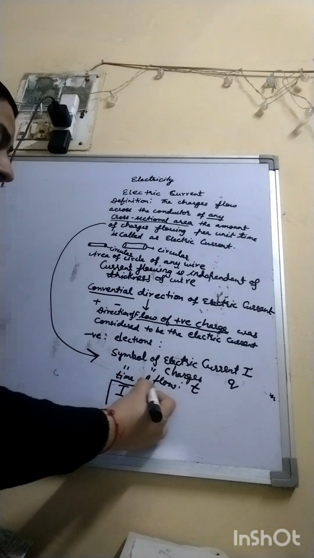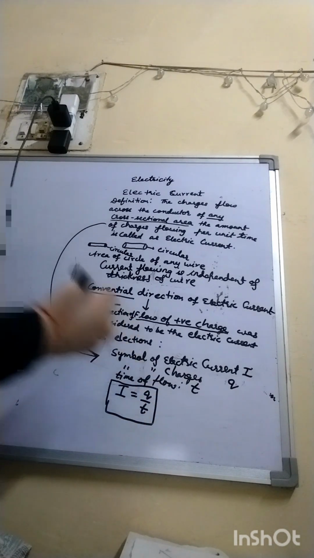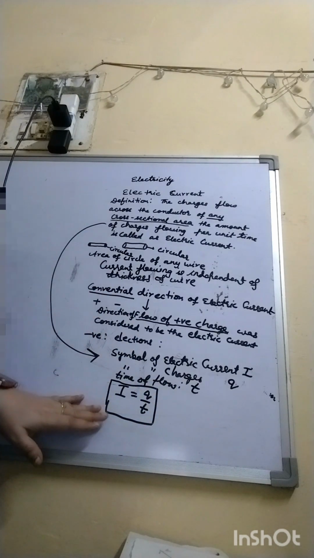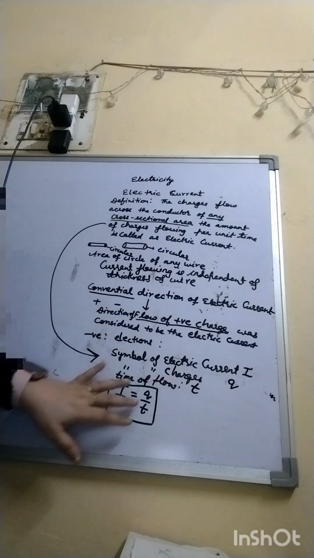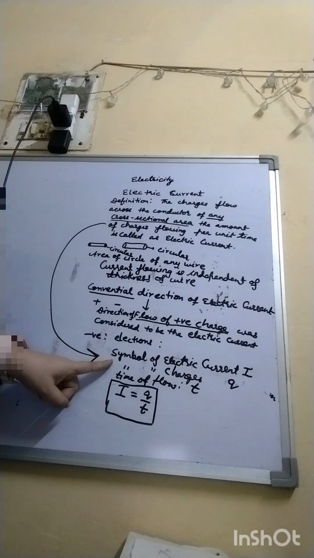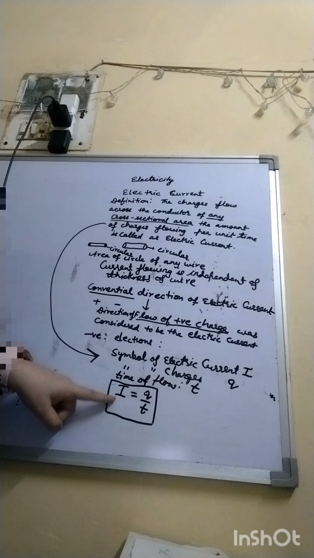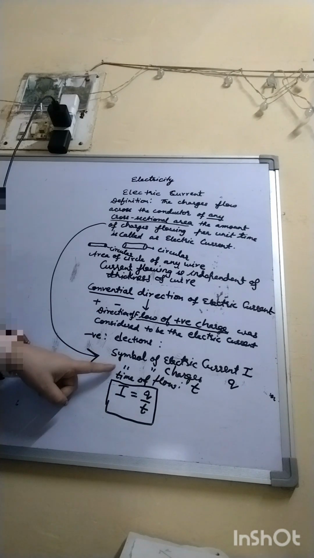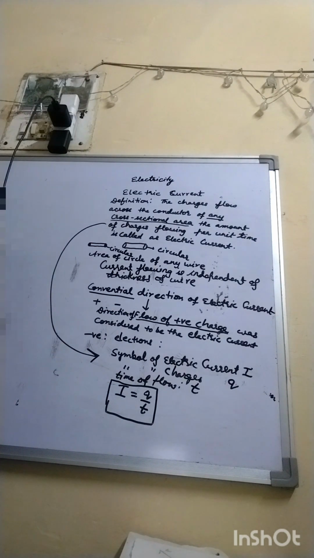This is very important. Don't write only the definition; write the formula also and the meaning of the variables. Here the variables are I, Q and T. You must describe the meaning of I. I is the amount of electric current, Q is the amount of charge, and T is the time for which the electric current is flowing. So this is the complete definition of electric current.